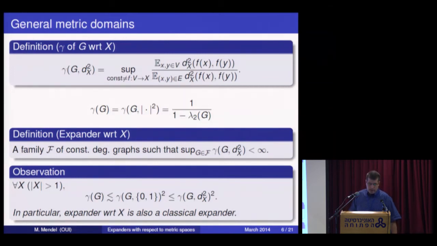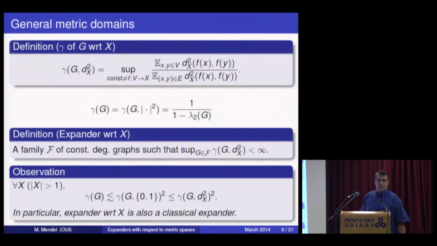And well, by Cheeger's inequality, we know that the reciprocal of the spectral gap is at most the reciprocal of the normalized edge expansion squared. Now, if you think about it, what is edge expansion? In this terminology, the reciprocal of the edge expansion is just gamma with respect to the metric space of 2 points. This is an easy exercise.